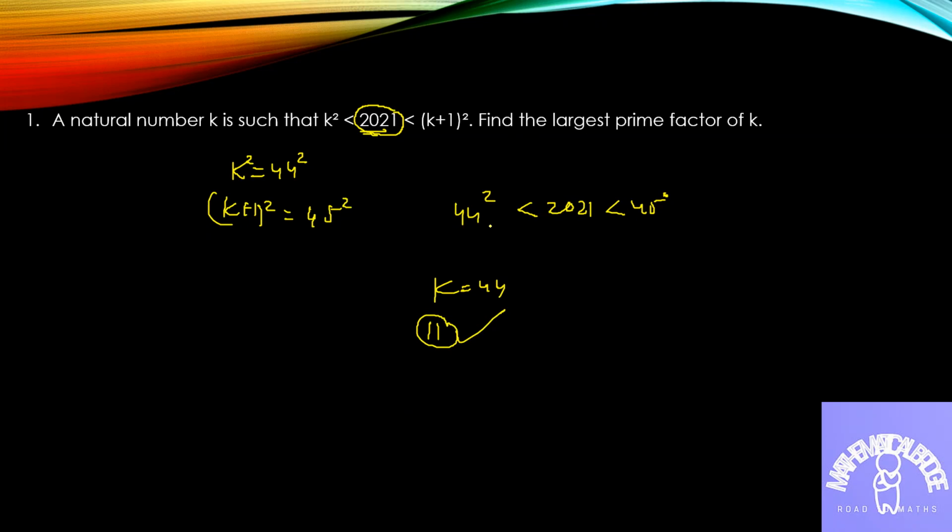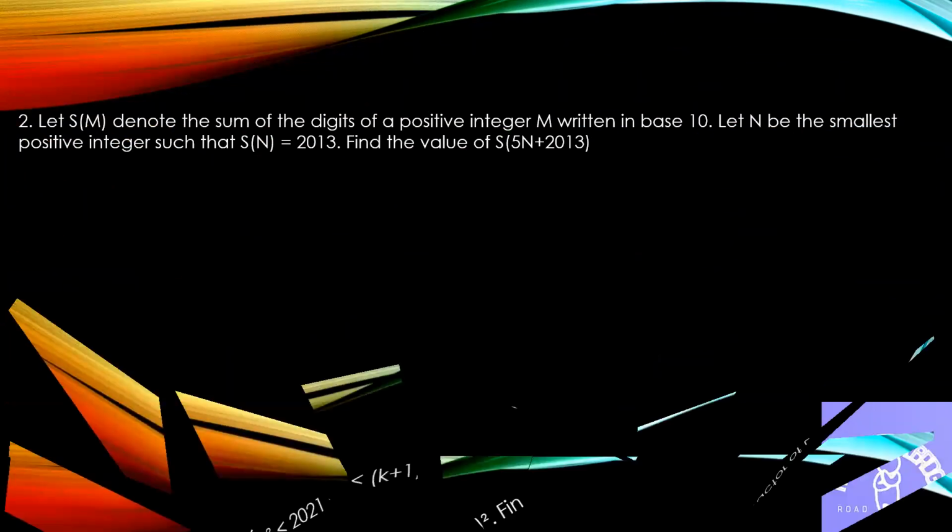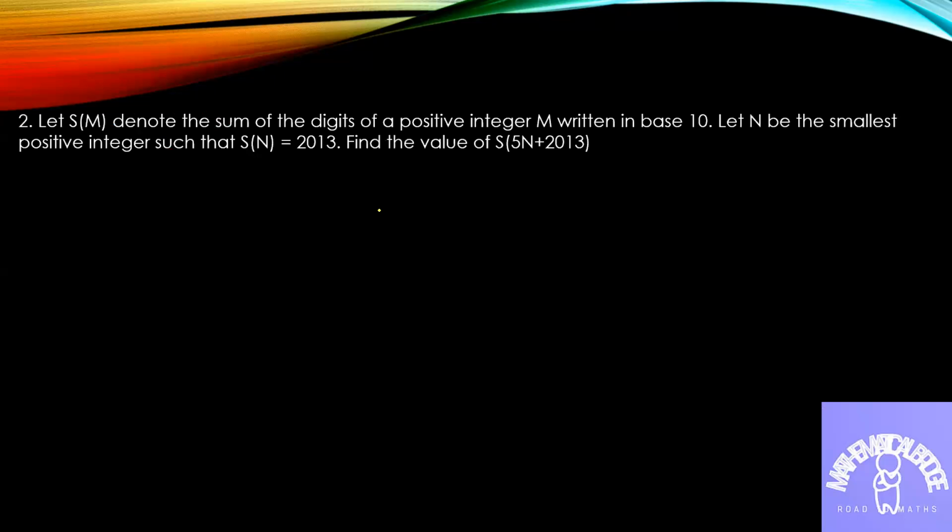Okay, let us move to the next question. So this question tells, let S(m) denote the sum of the digits of a positive integer m written in base 10. So the number is in base 10, means in decimal system. Let n be the smallest positive integer such that S(n) is equal to 2013. Then find the value of S(5n plus 2013).